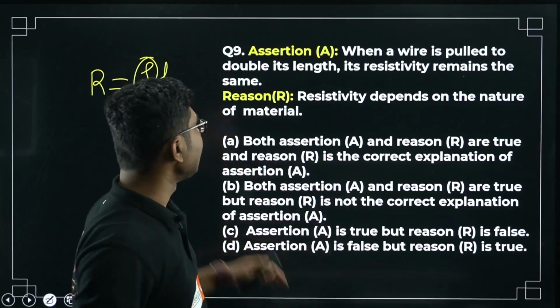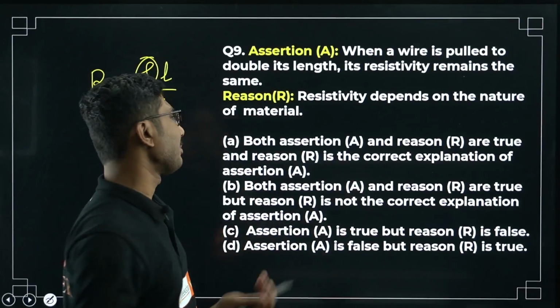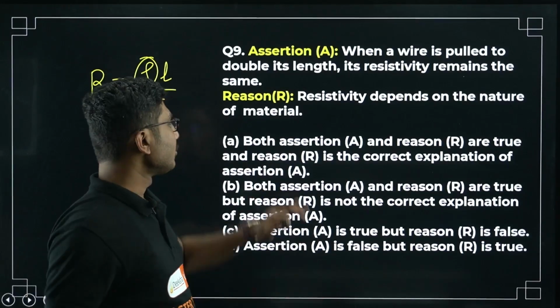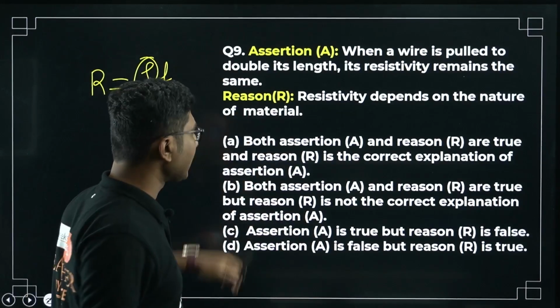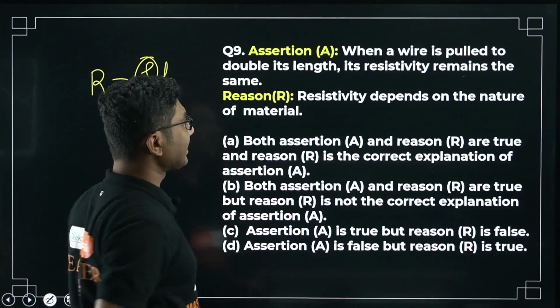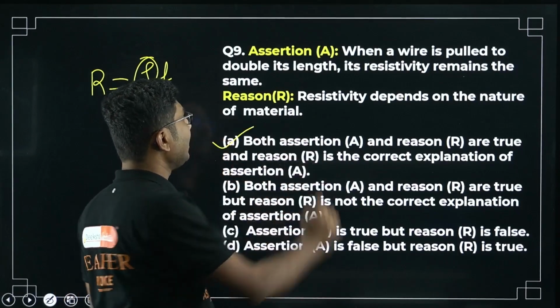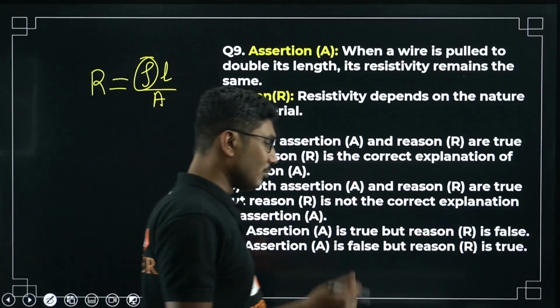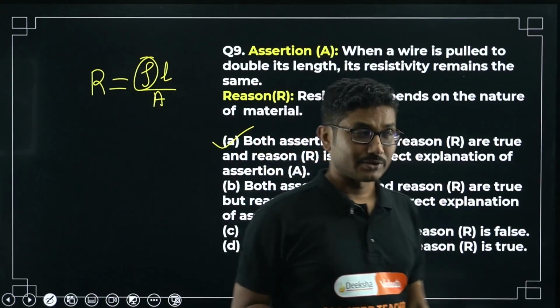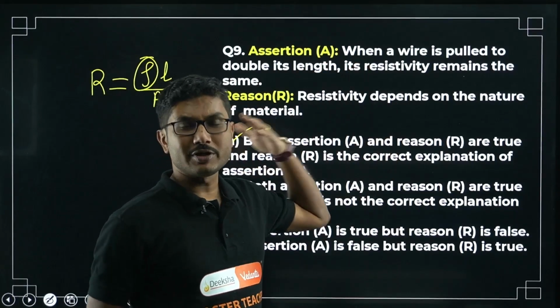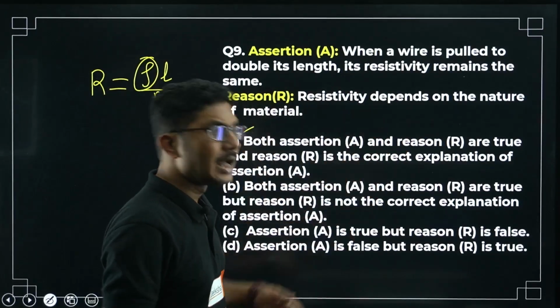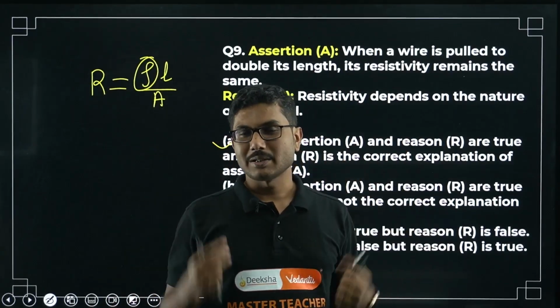Resistivity depends on the nature of the material and temperature. Temperature they have not mentioned, but that is correct. So reason is correct, assertion is also correct, and it is a correct explanation of the assertion as well. So both are correct and the reason is the correct explanation. Why does the resistivity remain the same? Because resistivity is a property of the material. That's why it remains the same as long as the material is the same.